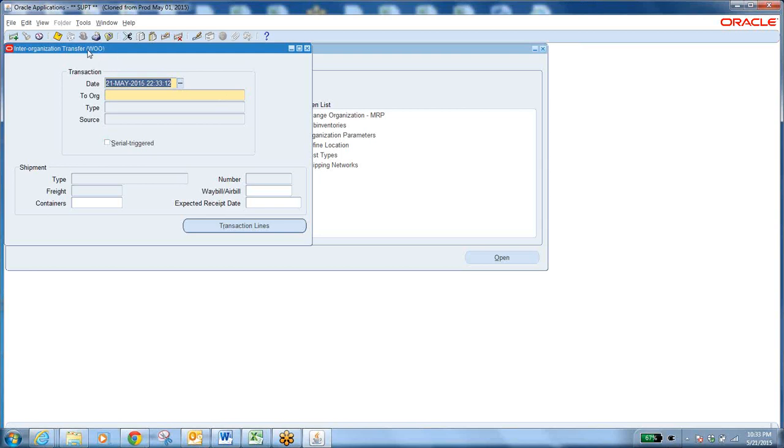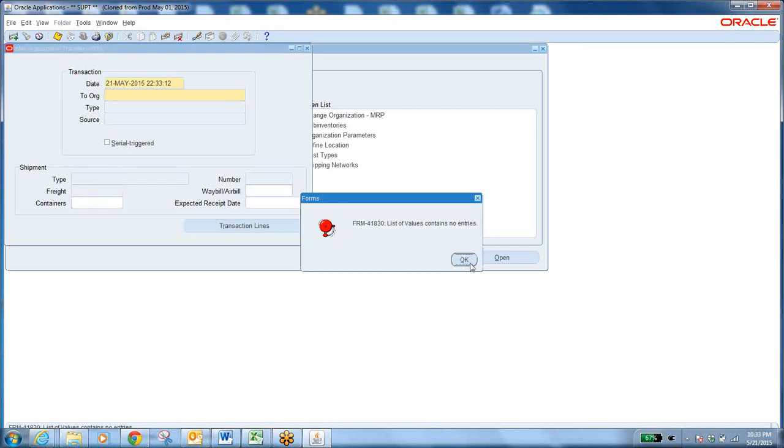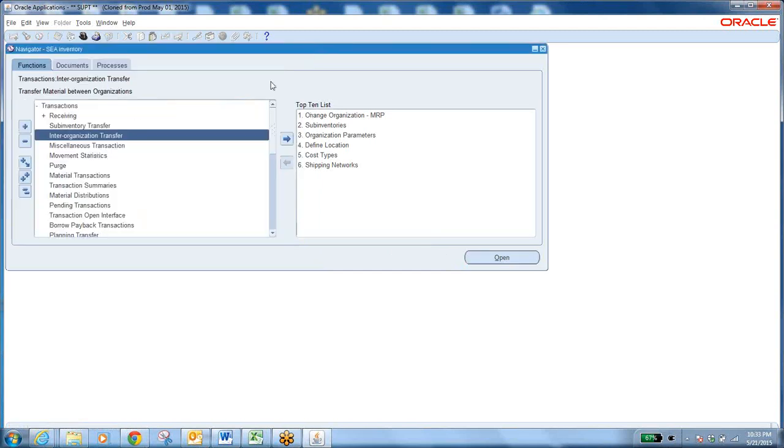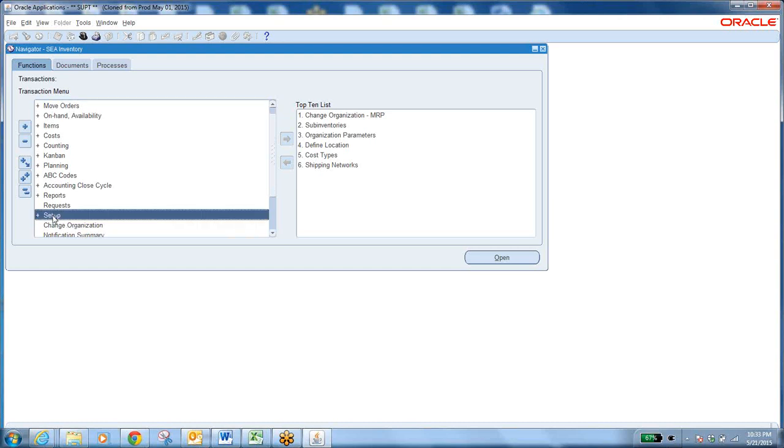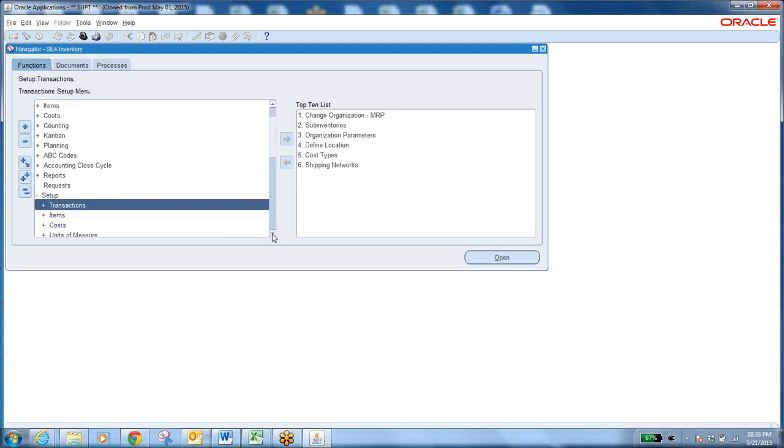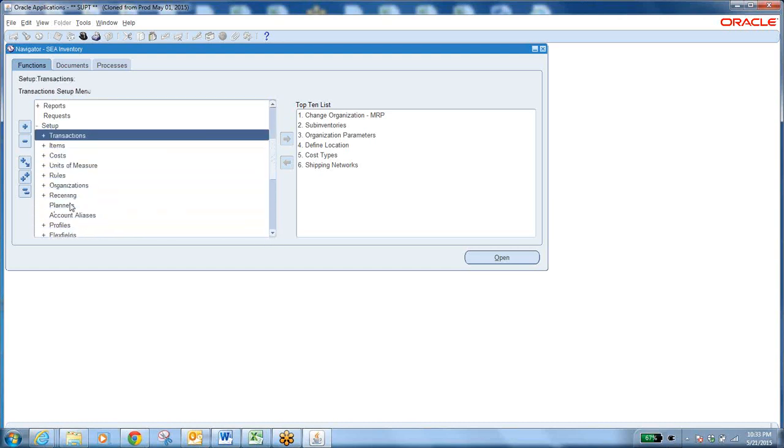Already we are at this particular organization, WOO. Then you are going to transfer to another organization. So for inter-organization transfer, it is not allowing. Why? For that, there is a setup. That setup, you can understand very easily while explaining the setup. That is the reason I am going to set up now.